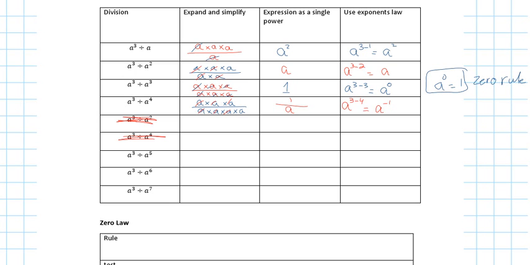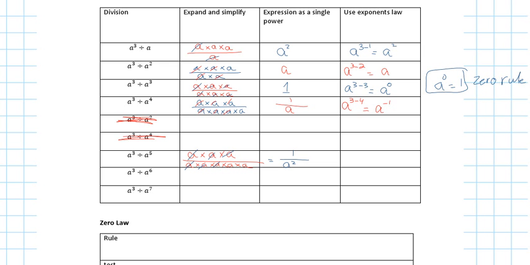A times A times A over A times A times A times A. So if I'm going to do the simplification, we have 1, 2, 3. So what do I have left? 1 over A squared, right? So I have 2 A's multiplied at the bottom. So that's 1 over A squared.